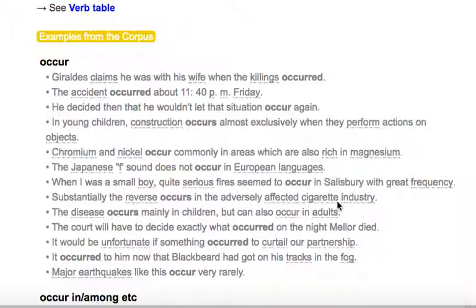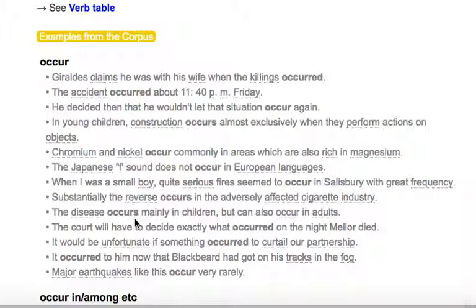They're really packed in. Affected is an adjective. Adversely is an adverb. It's describing the verb. The verb is affected. Now, cigarette industry.